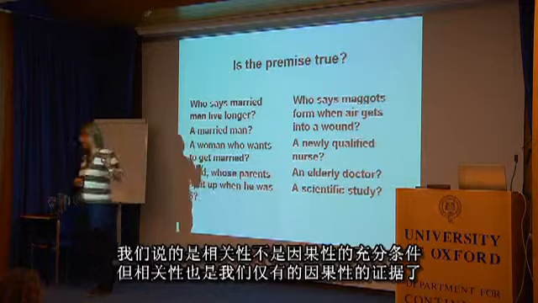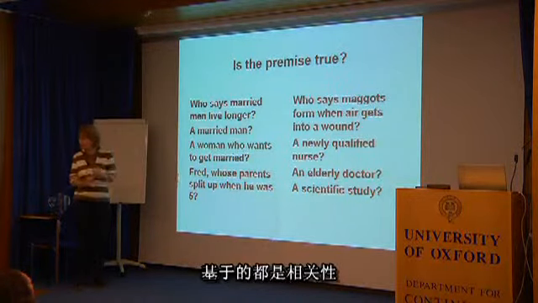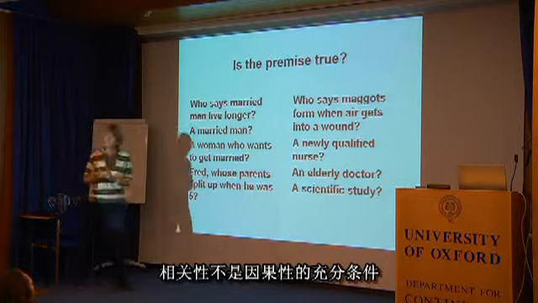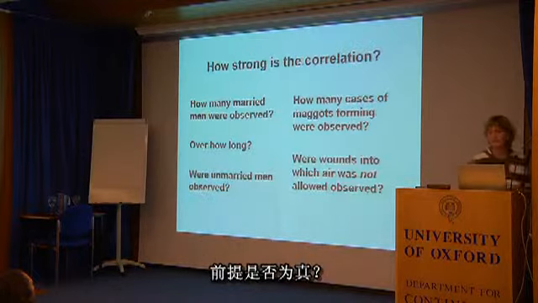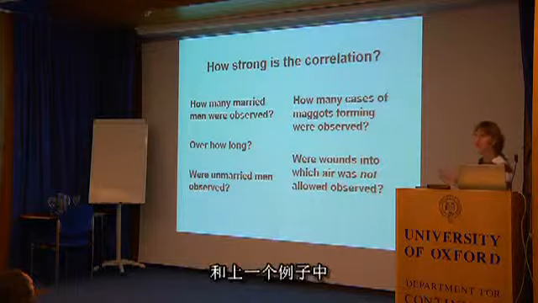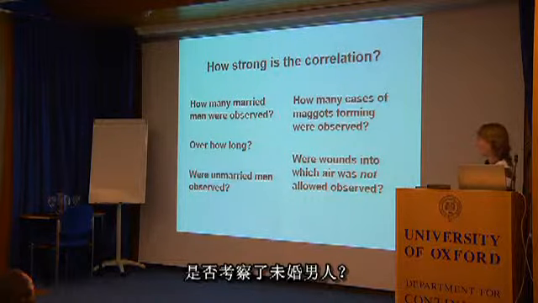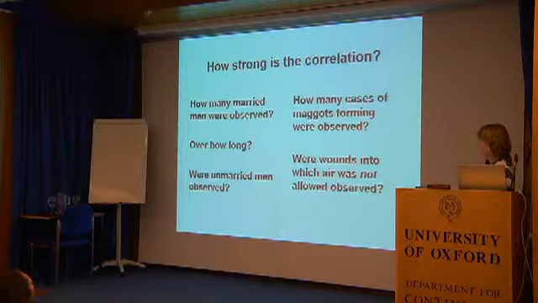But it's the only evidence we're ever likely to have. When you see a causal generalization, it will be based on correlations. But what we're alerting you to here is that a correlation isn't sufficient for a causation. You need to ask lots of other questions. So, is the premise true? How strong is the correlation? How many married men were observed? This is exactly the same as how many are in the sample from the last question. How long were they observed? Were unmarried men observed? How many cases of maggots forming were observed?